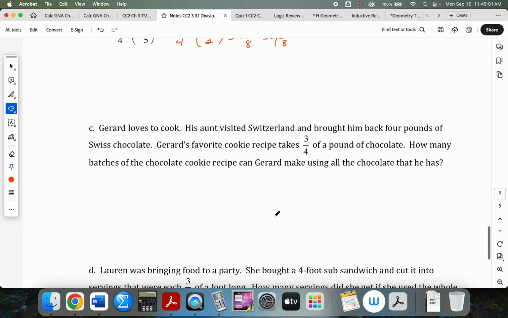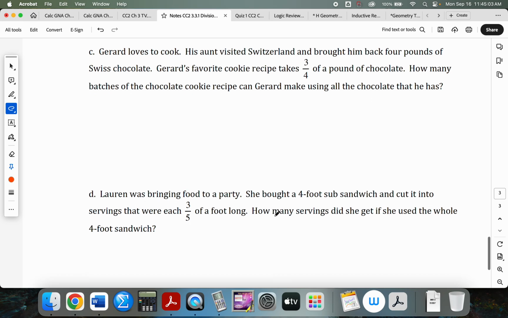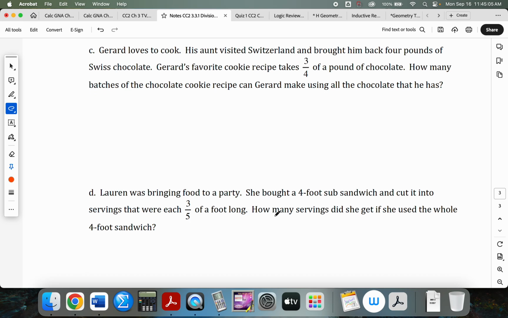Okay. Let's take a look at this one. So, Gerard loves to cook. His aunt visited Switzerland and brought him back 4 pounds of Swiss chocolate, which is really good stuff. Gerard's favorite cookie recipe takes 3/4 of a pound of chocolate. How many batches of chocolate cookie recipe can Gerard make using all the chocolate that he has?